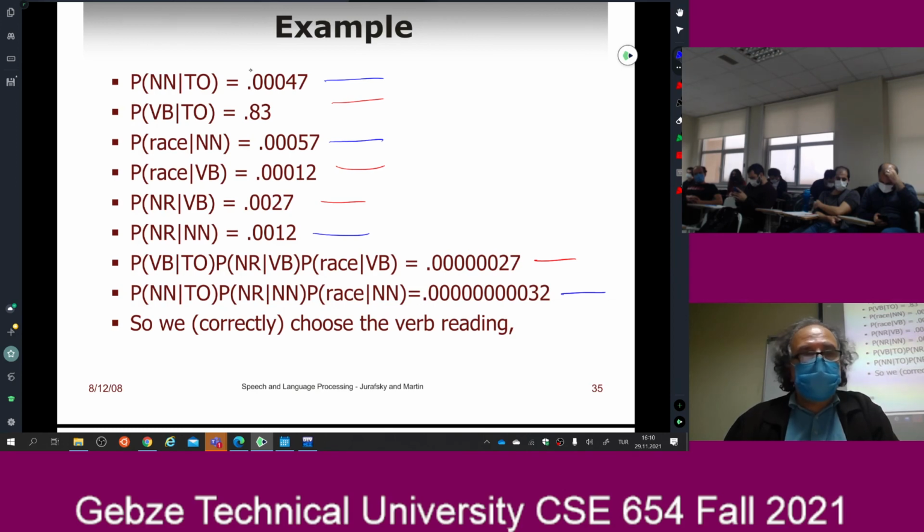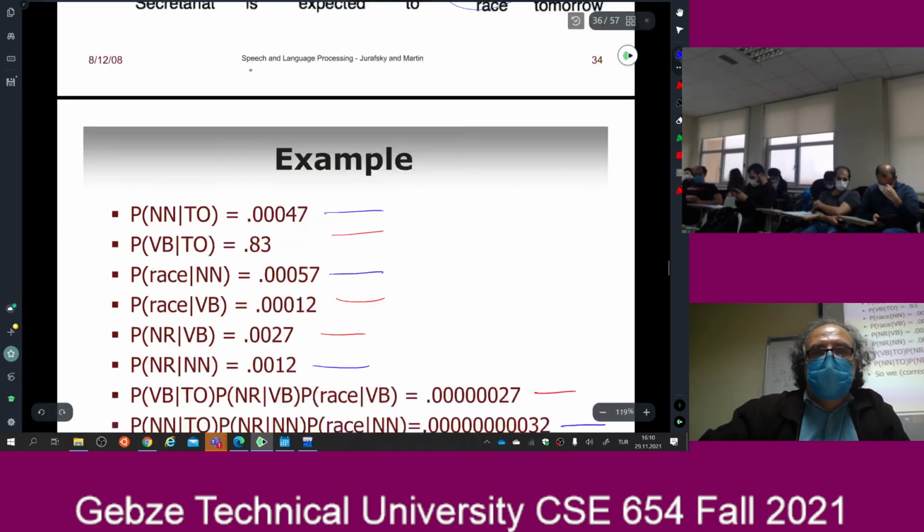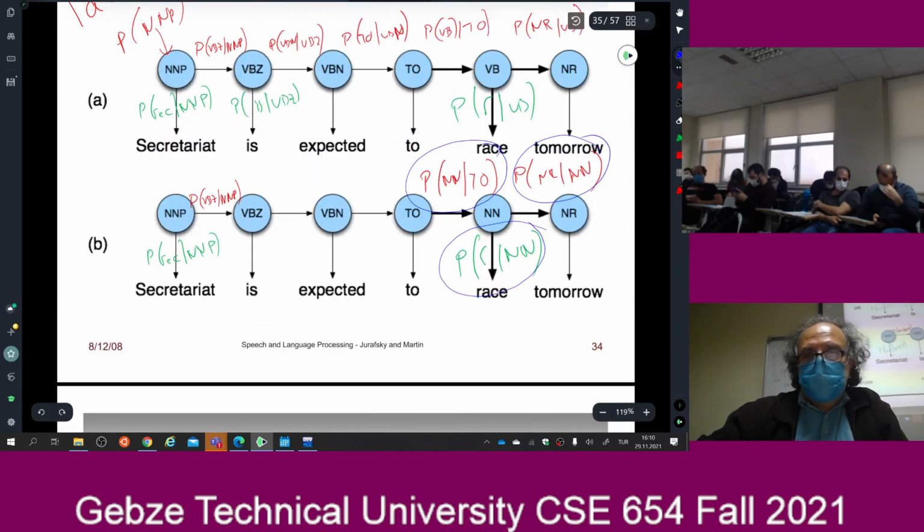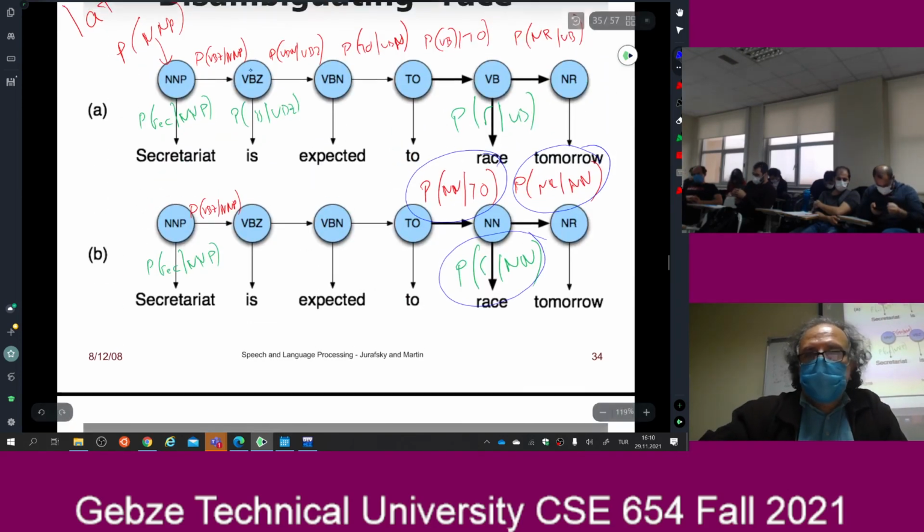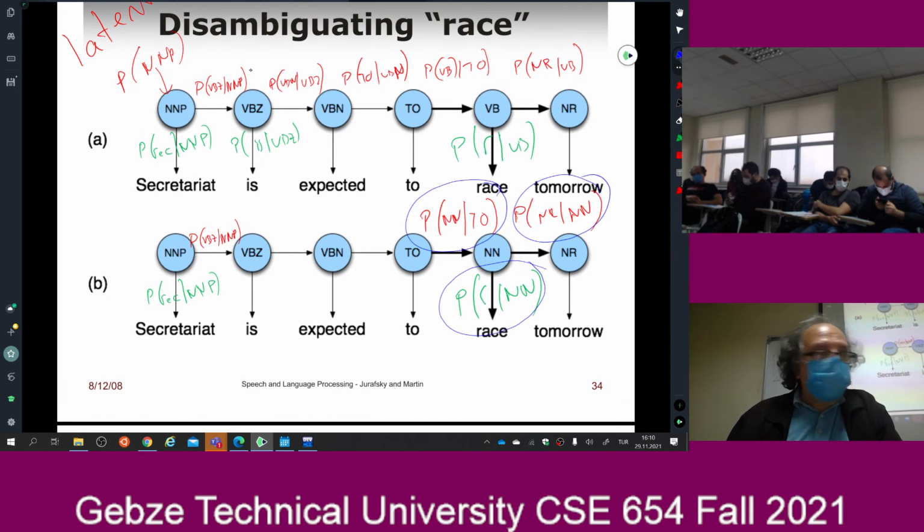So that's the beauty of using these kinds of probabilistic models. They never say no, it cannot happen. They say, well, there is a chance, but it is this much. So this is most probably a verb. Okay, good. Any questions so far?